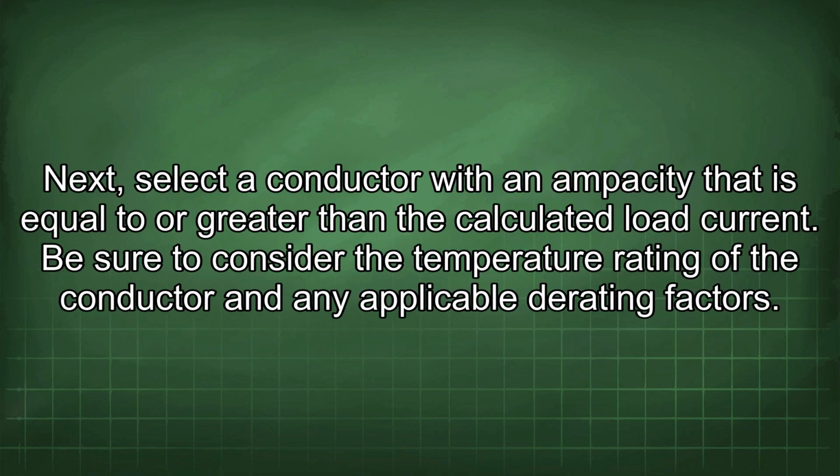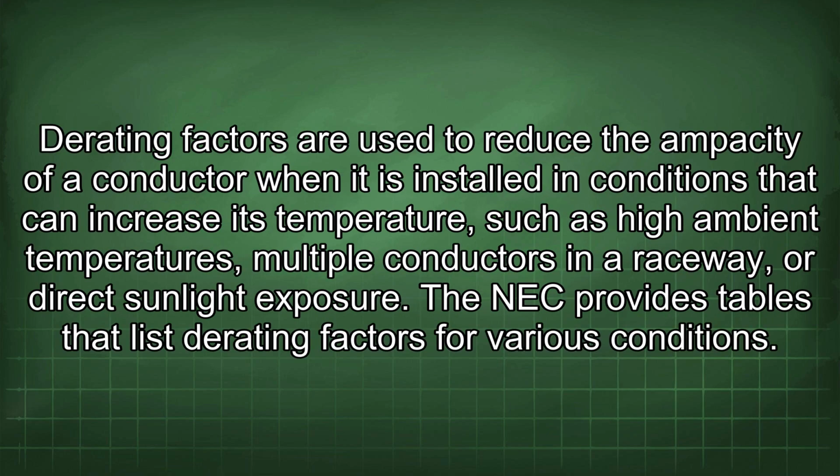Next, select a conductor with an ampacity that is equal to or greater than the calculated load current. Be sure to consider the temperature rating of the conductor and any applicable derating factors. Derating factors are used to reduce the ampacity of a conductor when it is installed in conditions that can increase its temperature, such as high ambient temperatures, multiple conductors in a raceway, or direct sunlight exposure. The NEC provides tables that list derating factors for various conditions.